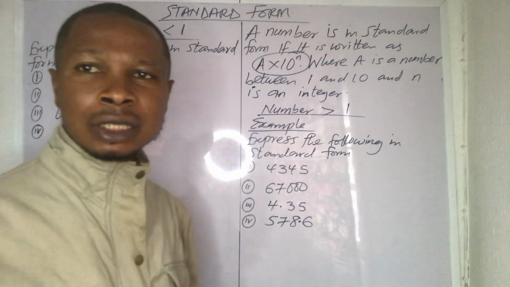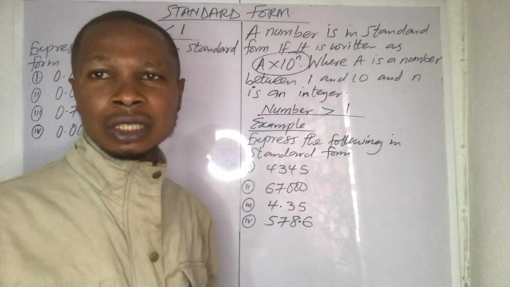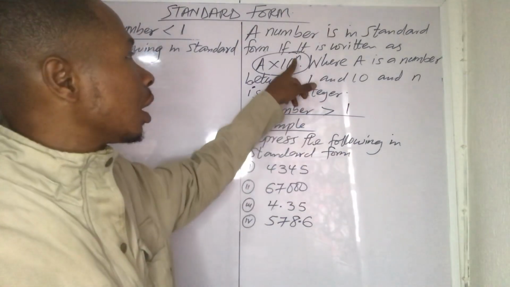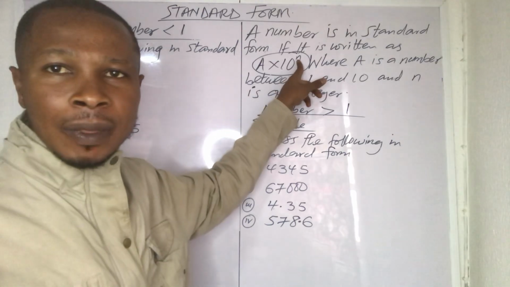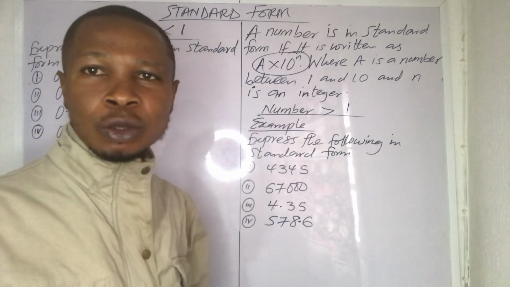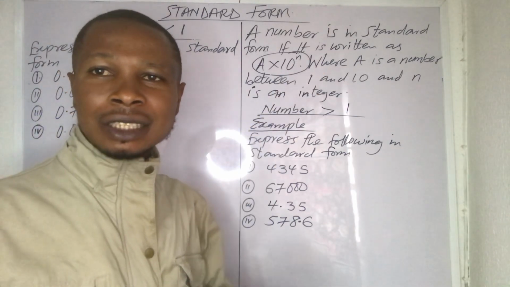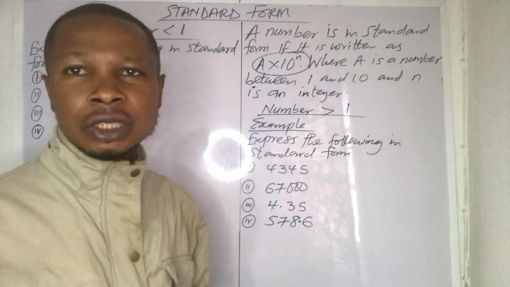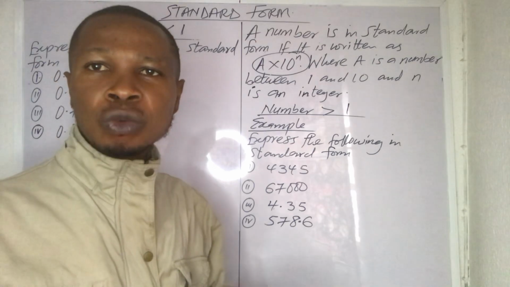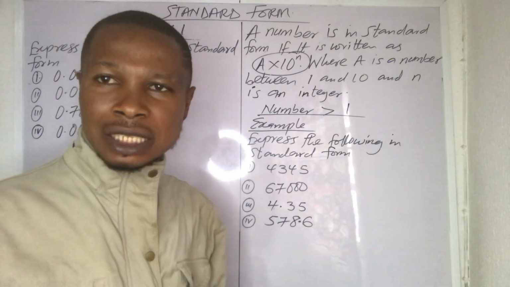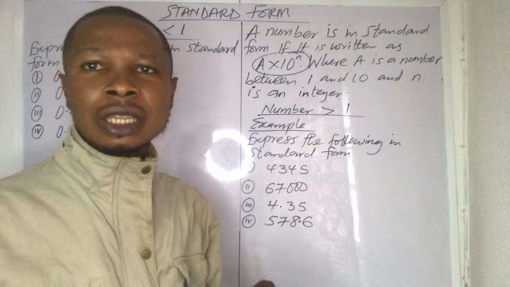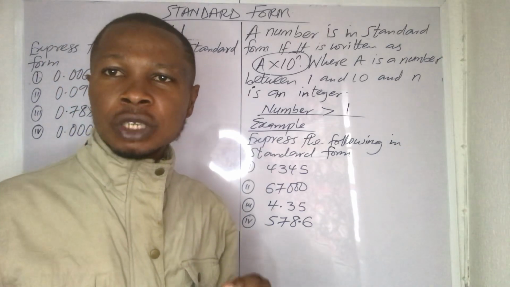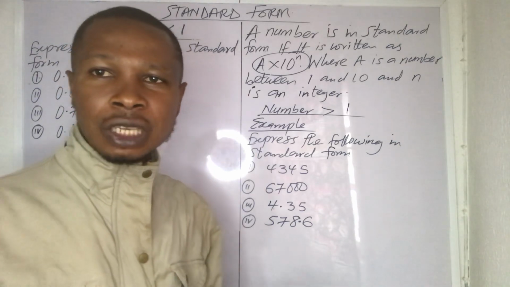When you are expressing numbers that are greater than 1 in standard form, the integer will be positive. Anytime you want to express a number that is greater than 1 in standard form, the integer is always positive. And the decimal point will move to the front of the first non-zero digit.